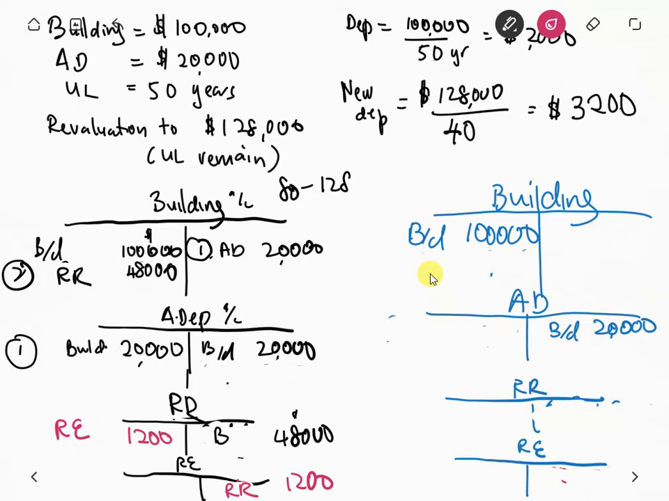Is it okay? IAS 16. Whenever there's a revaluation, RR, any excess depreciation, we transfer to RE. It becomes realized through use. 48,000 divided by 40 years. Every year transfer 1,200. This is method 1, 2 steps.